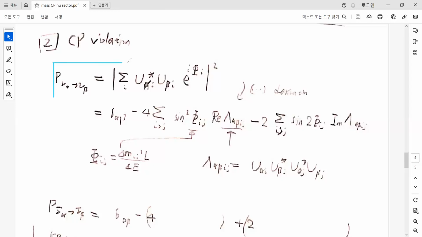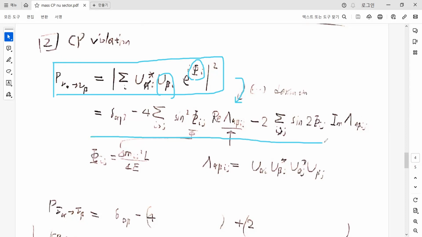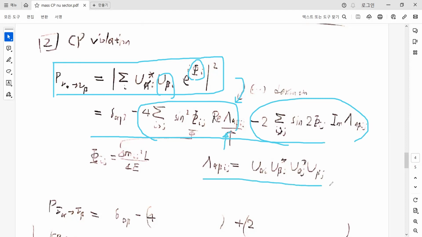Now we turn to the CP violation. The oscillation probabilities can be written like that in the three-flavor case, where U is the mixing matrix and the phase is the phase of the neutrinos. And by using some identity in complex analysis and some identity in mathematics, we can deduce the neutrino oscillation probability with two terms. One is the real part and one is the imaginary part, where the lambda is defined through the multiplication of the mixing matrix and its conjugate. The phases are defined through the mass difference, distance, and the neutrino energy.